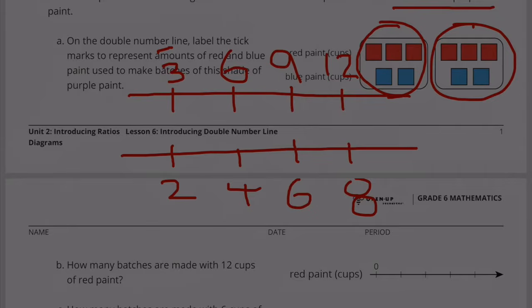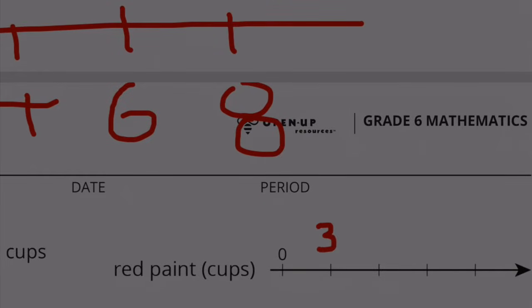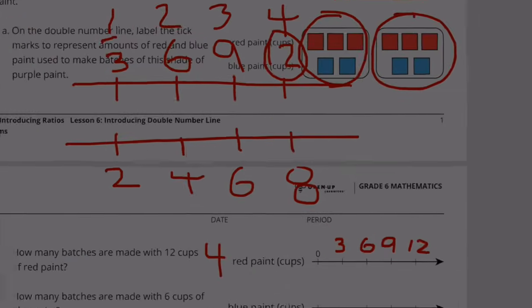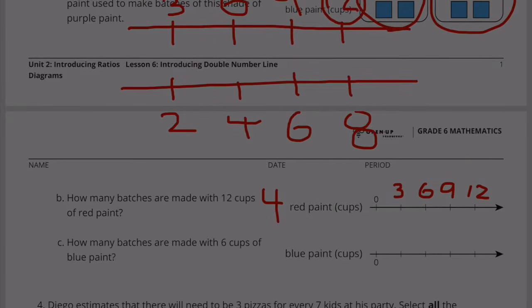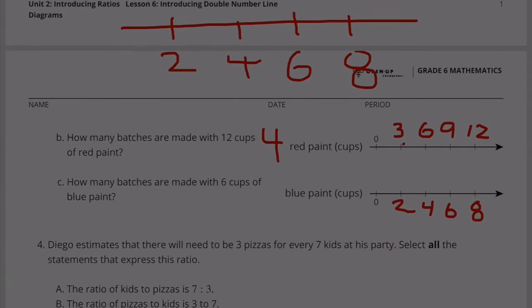B. How many batches are made with 12 cups of red paint? Well, 12 cups of red paint is represented in the 4th batch. So there's 4 batches made with 12 cups of red paint. C. How many batches are made with 6 cups of blue paint? 2, 4, 6, 8. With 6 cups of blue paint, 3 batches are made. 1, 2, 3. 3 batches.